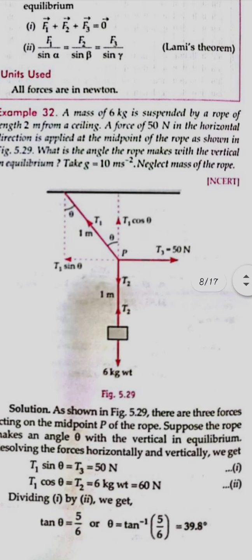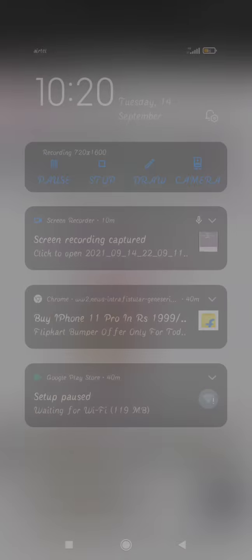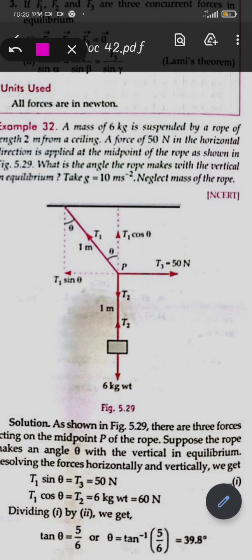See this figure, and remember, when resolving a vector, the horizontal component is always cos theta and the vertical component will be given as sin theta.